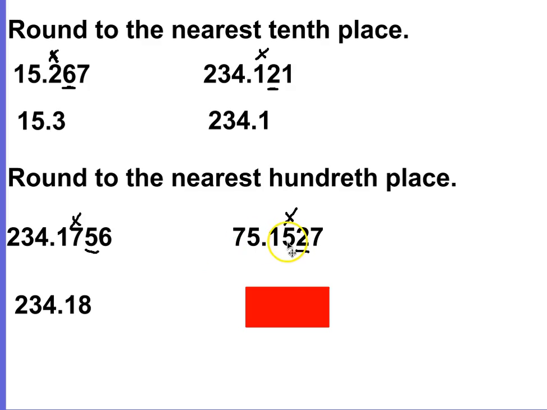We have 5 in the hundredths place. The number to the right is a 2. So the 15 hundredths stays. The rest of your numbers drop off. Okay, here we go.